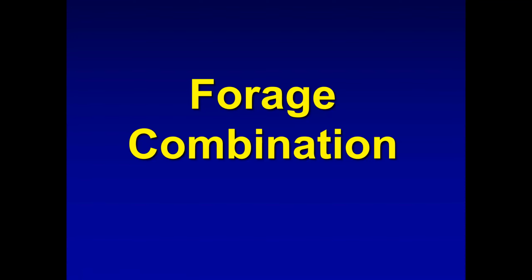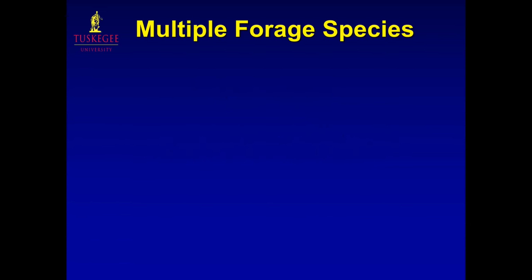Okay, so once we know about the leguminous and the grass forages, let's talk about forage combination. Forage combination means growing multiple forage species together in your pasture. So why is it necessary? Why do you need to think about growing multiple forage species?